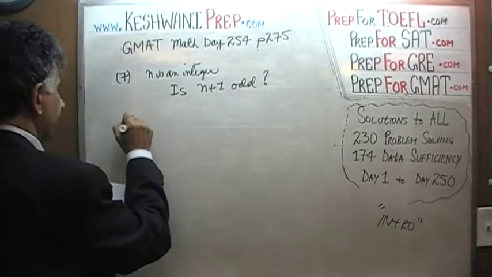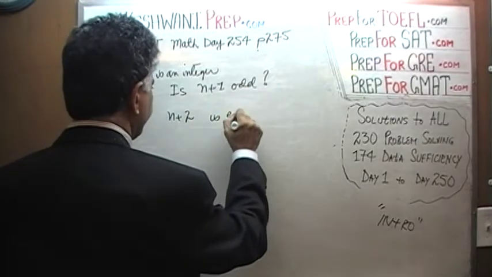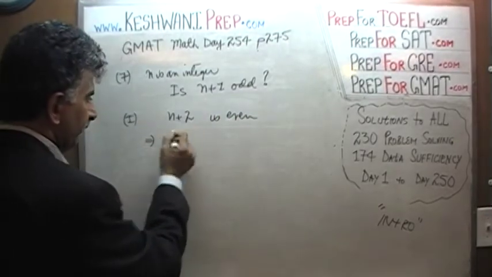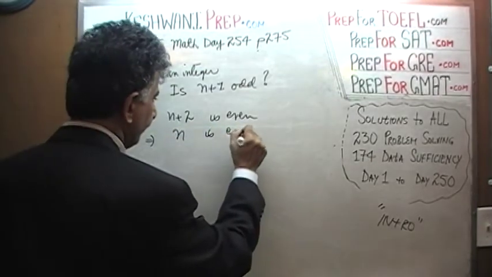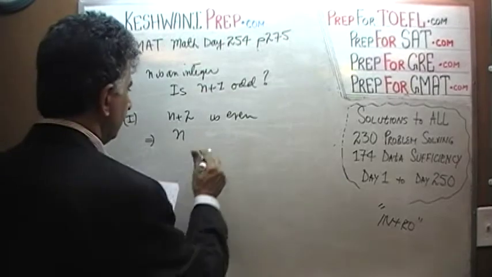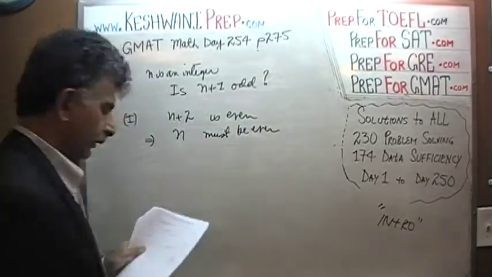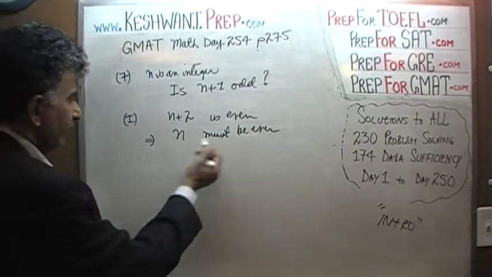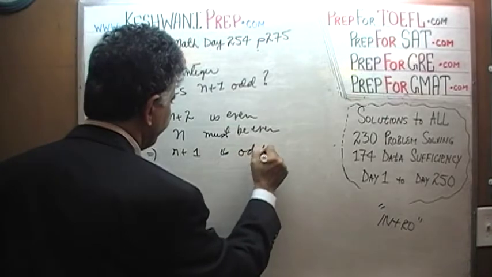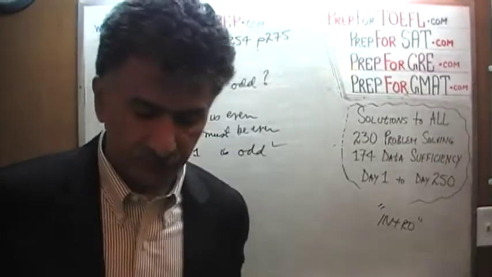The first statement tells us that n plus 2 is even. Well, if n plus 2 is even, then n must be even. And if n is even, then that implies that n plus 1 is odd. The first statement by itself is sufficient for us to be able to answer the question.